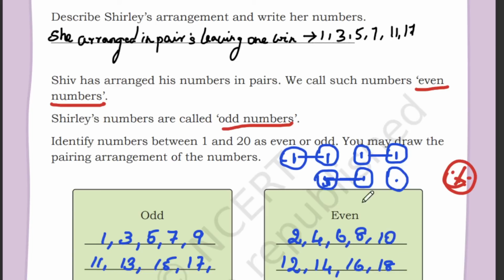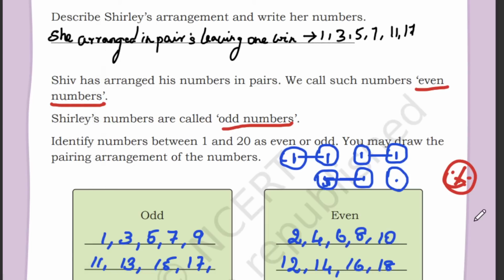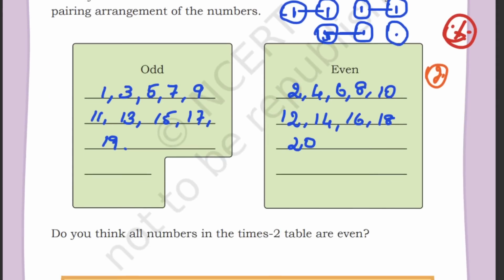If you see the even numbers, they always lie in the two table, students, so that you can easily identify the numbers which come in the two table. You can see those numbers here. What do you think, are all numbers in the times 2 table even? I told you, right? So what do you think, are all numbers in the times 2 table even? I'll write the answer.